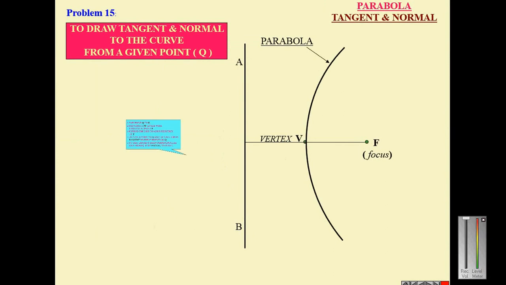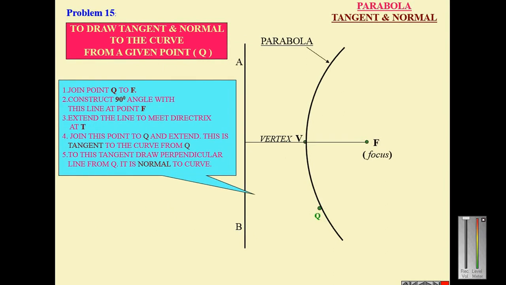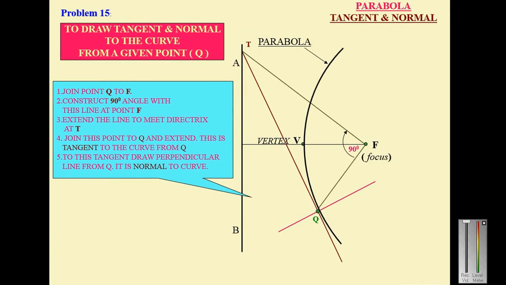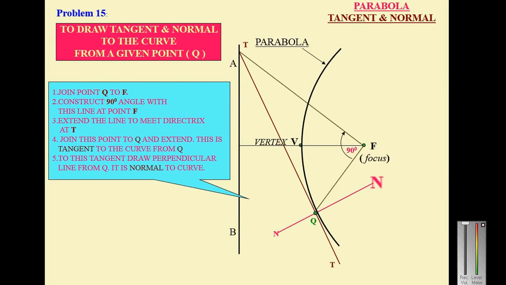Next is the parabola. So this is the point Q. Join Q and F, and the angle at F is 90 degrees. It will meet the directrix. Join that point and Q, and that will be the tangent. Draw a line perpendicular to that, and it will be the normal. So TQT is the tangent and NQN is the normal.